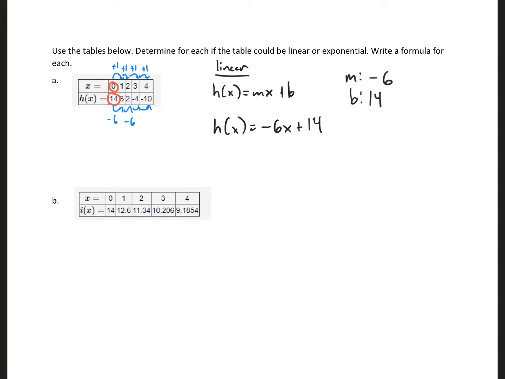Let's look at part B. X is our input and i of x is our output. Notice here as we increase by 1, these amounts in the output are not increasing or decreasing by the same amount. They're actually going to be increasing, or actually they're decreasing in this case, proportionately. So this is going to be exponential.